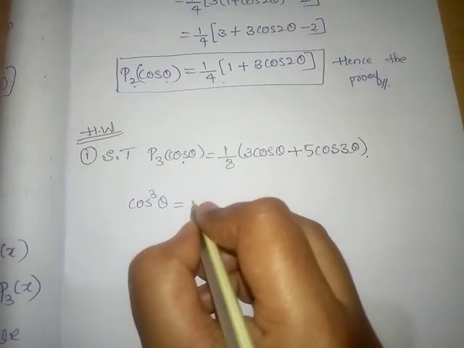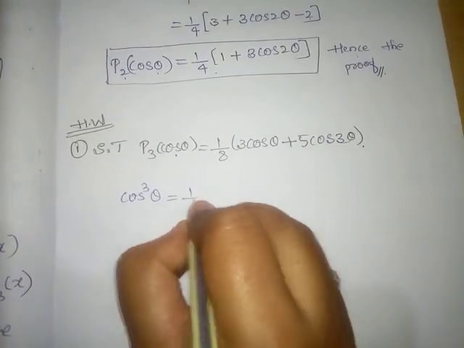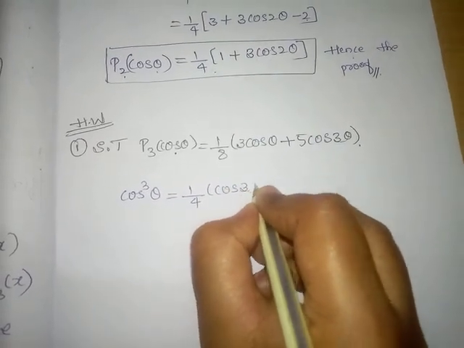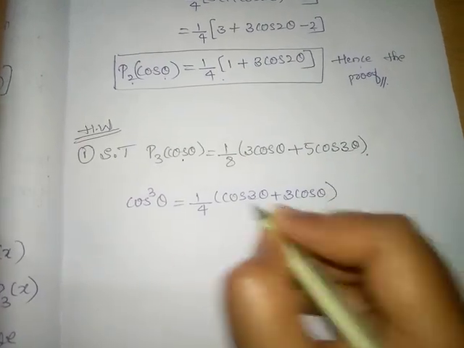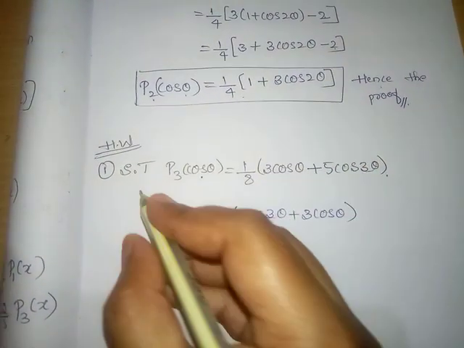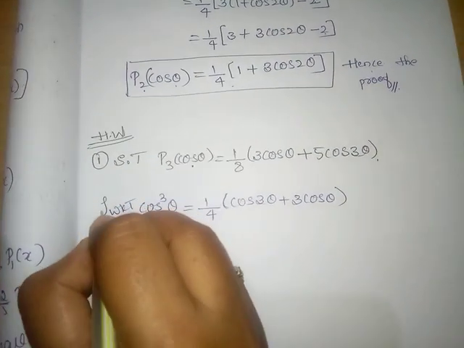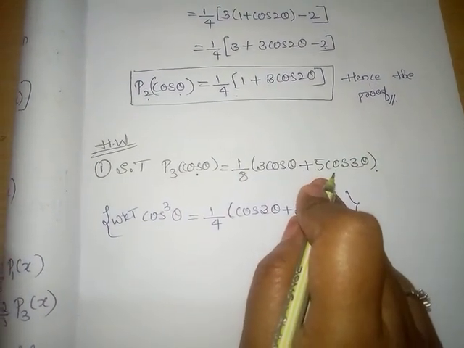That is cos cube theta is equal to 1 by 4 into cos 3 theta plus 3 cos theta. This is the trigonometric result which is helpful while solving this one. Okay, we know that. Use this result while solving this example.